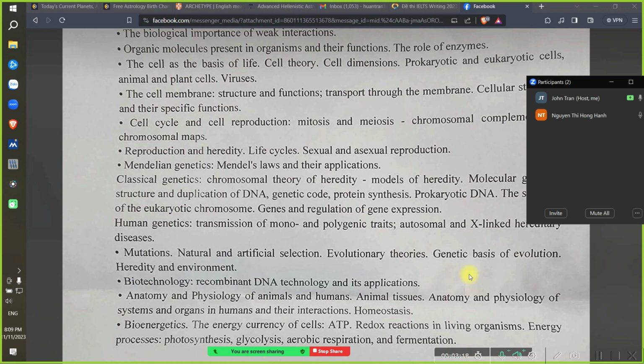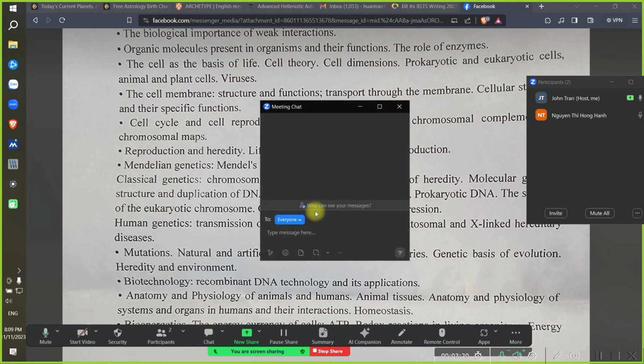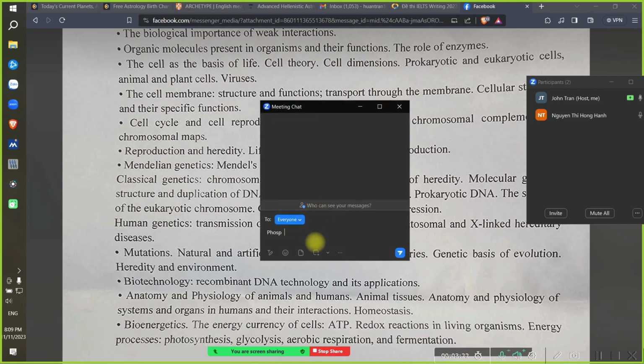What is the name of that phosphate bond that you're talking about? It's called the phosphodiester bond, which is a specialized kind of covalent bond. So they are always ready to react. They have a low activation energy.